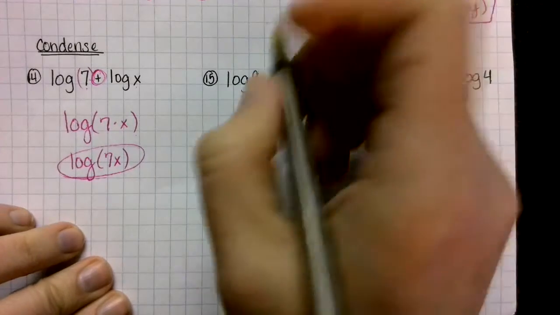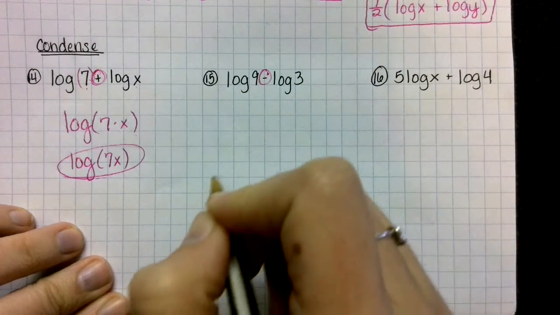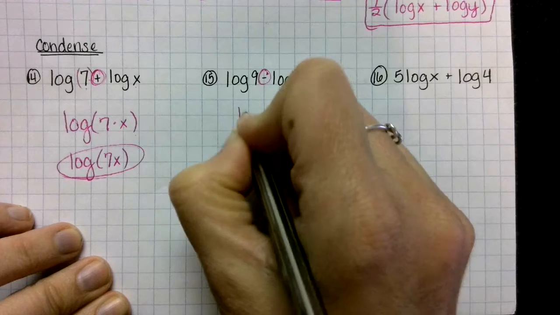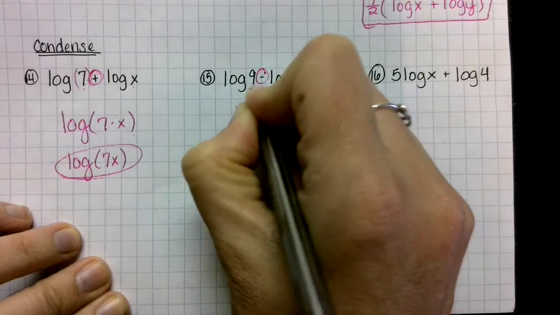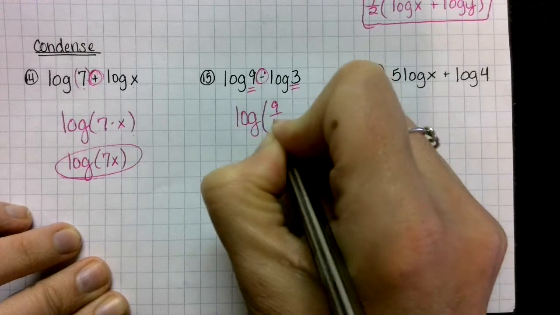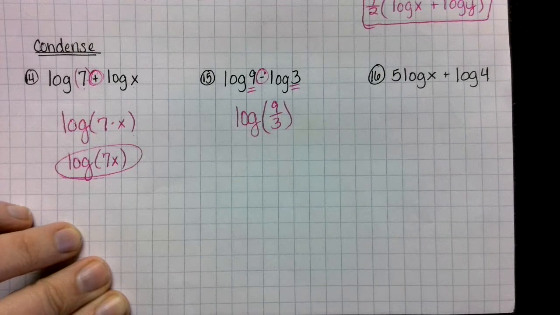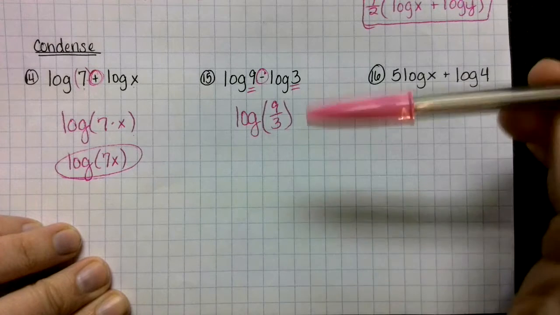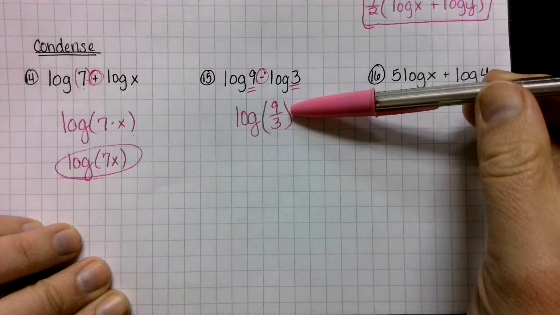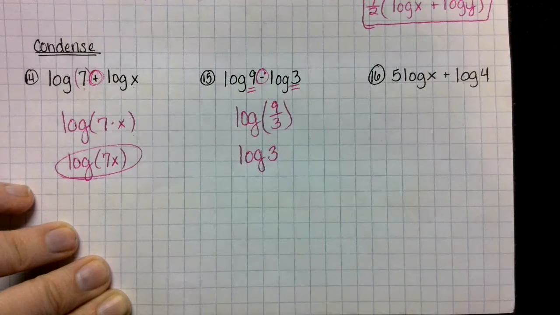Okay, for number 15, I've got subtraction, which goes with division. So I'm going to rewrite this as one log, and now my two values get divided. One thing I want to point out to you also, you technically could leave it like this. However, if you are ever able to simplify, I want you to get into the habit of looking for that and trying to do that. So that's one of those things. We know easily that 9 divided by 3 is 3. So it would be much better if we just wrote this as log of 3.